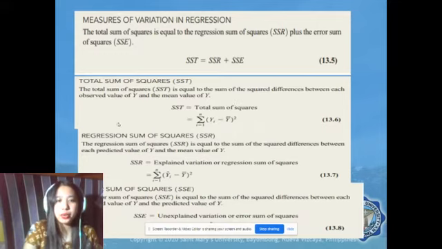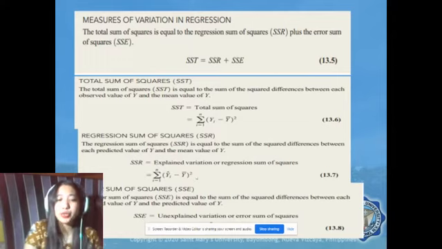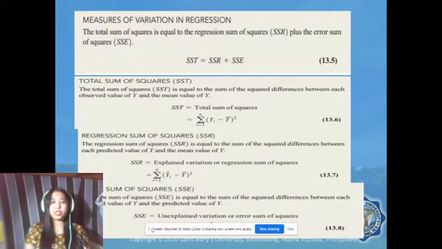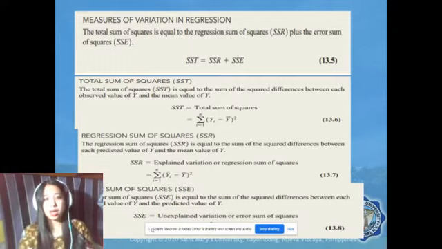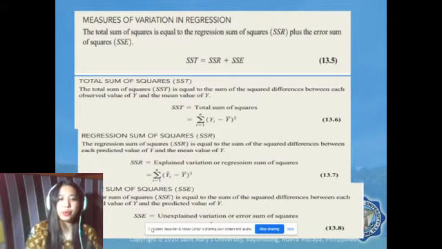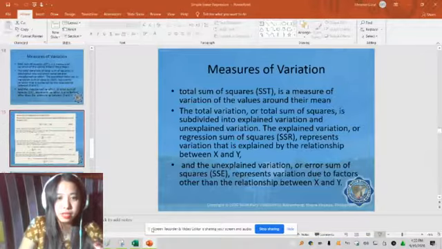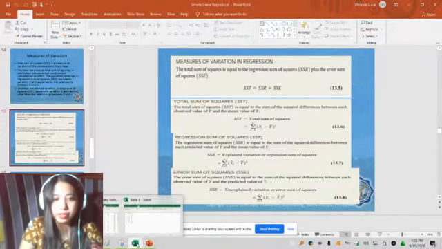While for the regression sum of squares, or SSR, it is the summation of the square of y sub i hat, which means the predicted values, less the value of the mean. While the error sum of squares, SSE, is the unexplained variation. To compute for this, let's go to Microsoft Excel.